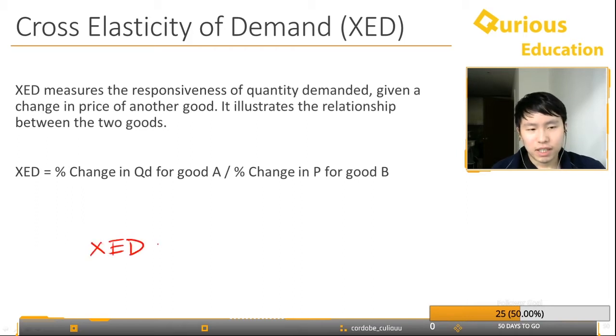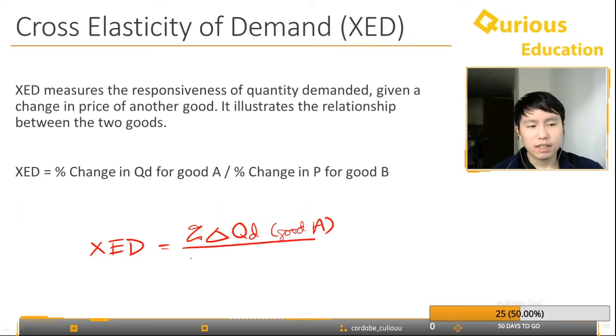You would probably have seen it in this format if you are studying A-level or IB economics: the percentage change in quantity demanded for good A, divided by the percentage change in price of good B.